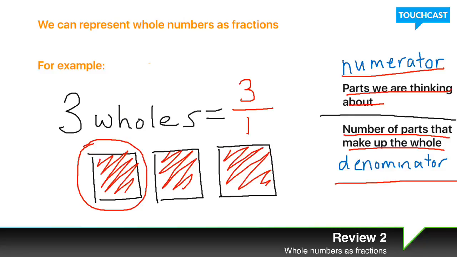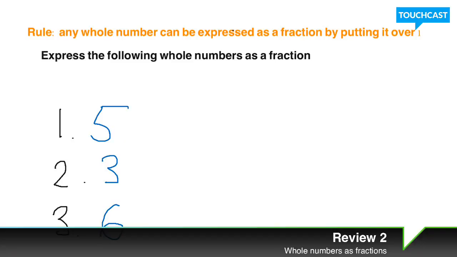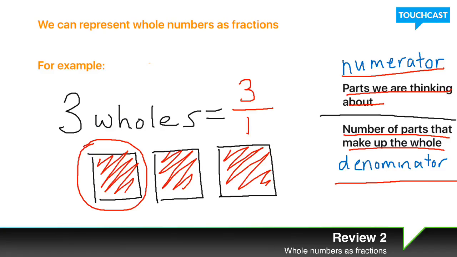Now, Ms. Pickett may or may not have gone over this, but this is actually a very important rule in fractions and in math. Any whole number, I'm going to use a different color, green, can be expressed as a fraction by putting it over 1. Just before, you saw 3 wholes is 3 over 1. We took the 3 and we put it over 1. So let's see if this is true in all cases.